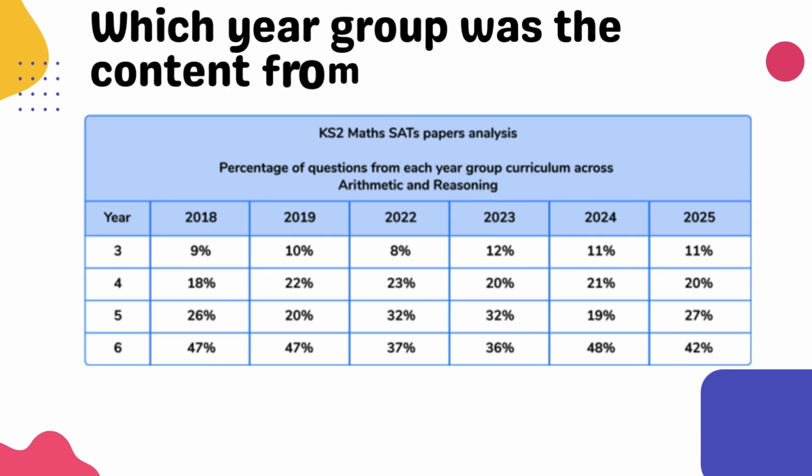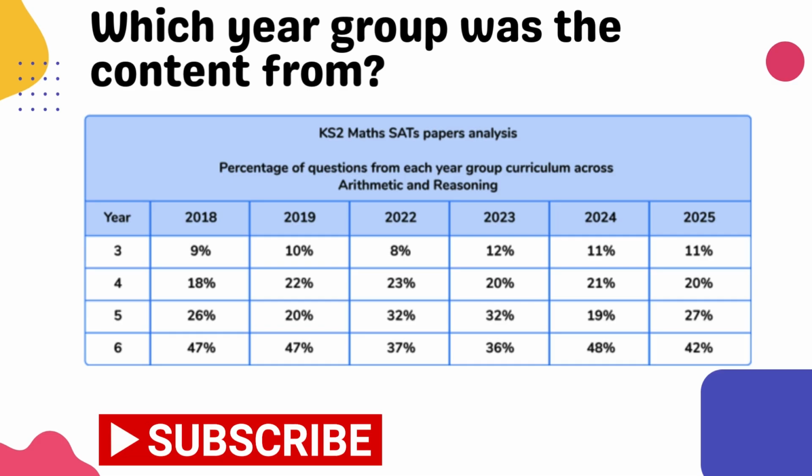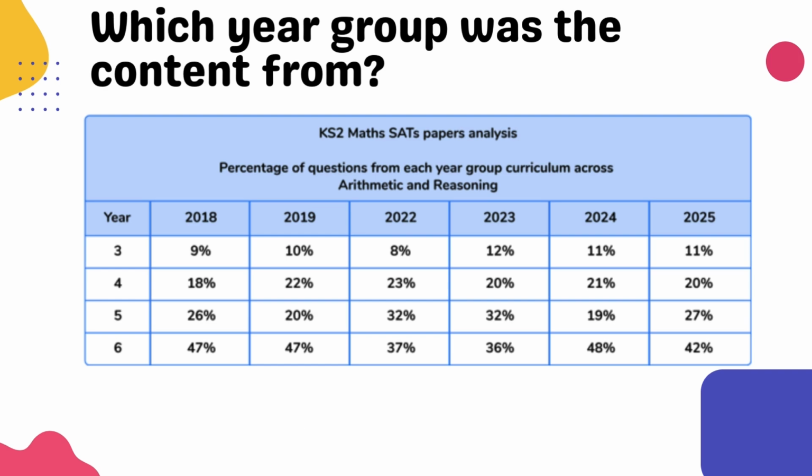So looking at the year group content, just to be aware, the year 6 SATs is not just testing things that they've learned in year 6, it's testing everything they've learned during Key Stage 2. So that would be year 3 up to year 6. And here you can see the percentage of the year group which is covered within the papers. So this year's paper in 2025, 11% of the content came from the year 3 curriculum, 20% from the year 4 curriculum, 27% from the year 5 curriculum, and 42% from the year 6 curriculum.